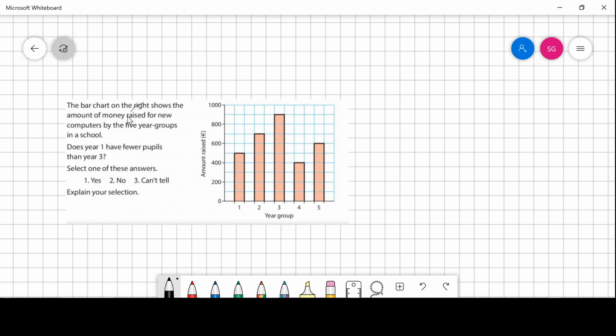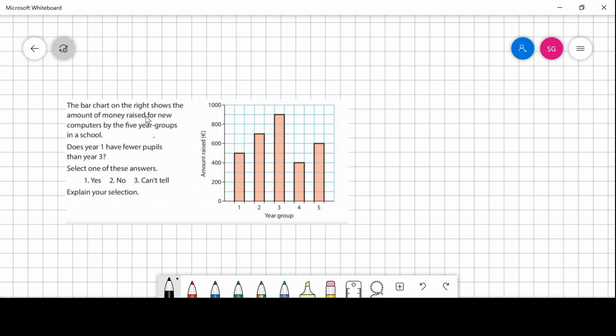So the bar chart on the right shows the amount of money raised for new computers by 5 year groups in a school. Okay, so 1, 2, 3, 4, 5 year groups. Does year 1 have fewer pupils than year 3? So does it? Yes, because year 1 has a lower bar. Actually, wait, no. Ooh, this was a tricky one.